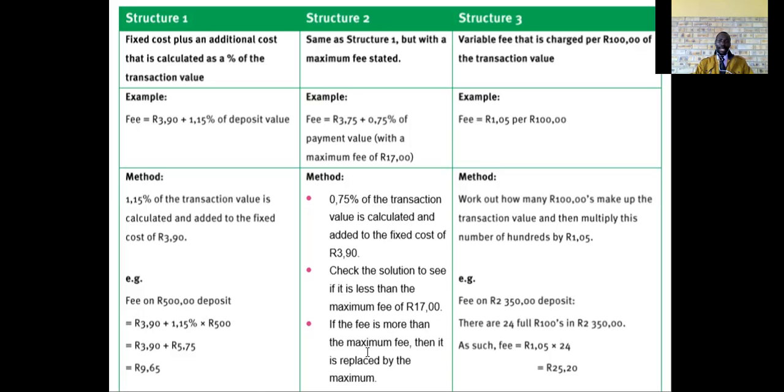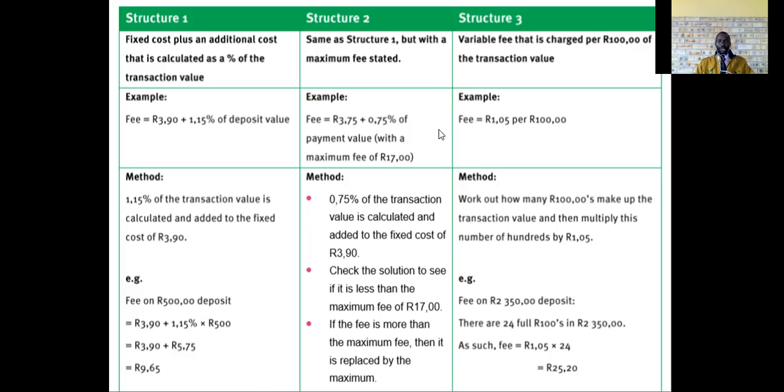If the fee is more than the maximum value, then it is replaced by the maximum value. You see? So that is what they normally do for some accounts. They may have a rate which is 3.75 plus 0.75% of the transactional value. Very much like if you went to buy a car, and a car is an expensive item.